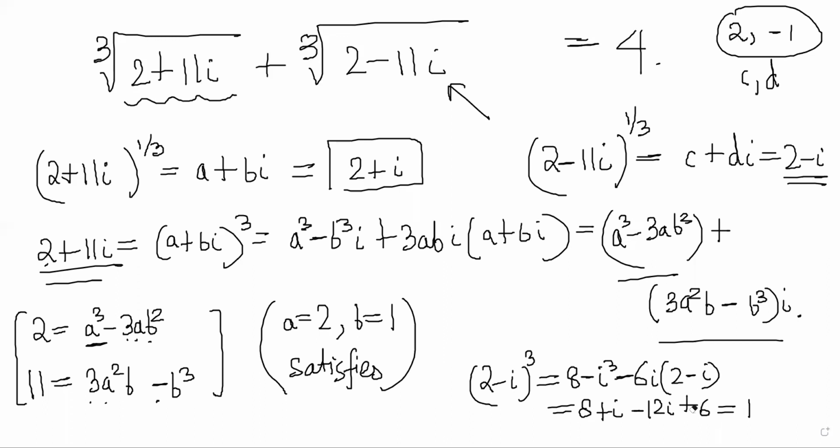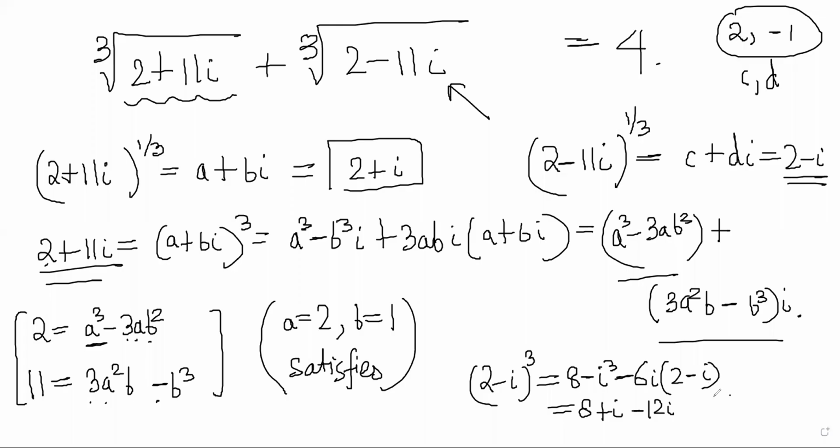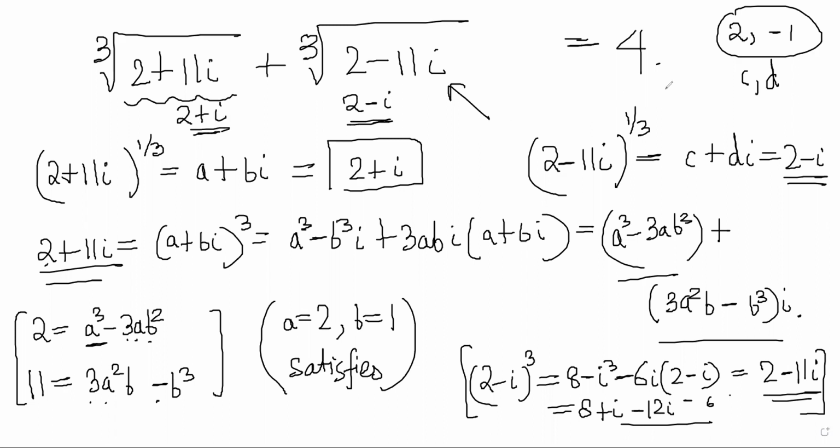So this is plus 6i square, and i square is minus 1, so it is minus 6, right? And because it is minus 6, what we get here is 2 minus 11i. You can convince yourself that this cube is coming 2 minus 11i. See the calculations, it is coming correctly. So this root is 2 minus i, this root is 2 plus i, and notice that now the addition is becoming 4, right?